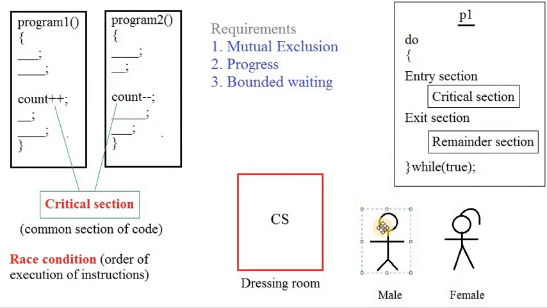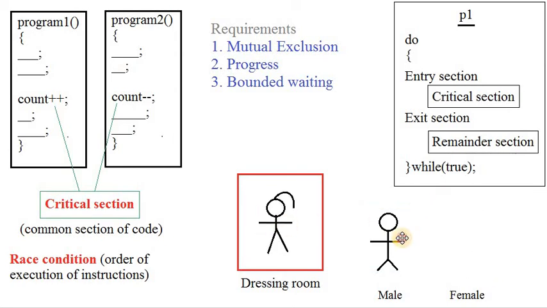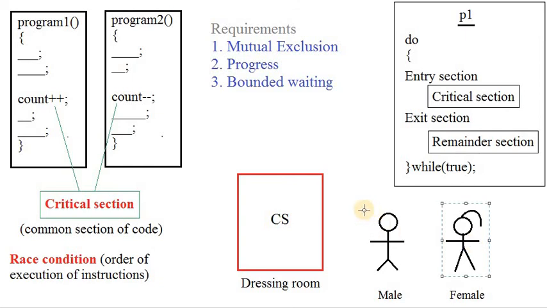Okay, let us see. Suppose a female and a male are there. Among these two persons, the female is going to use the same dressing room many times. The male is going to use it only a few times. Right? In this case, the female will be allowed into the dressing room many times rather than the male. Here, the female is going to use the same dressing room 5 times: first time, second time, third time, fourth time, fifth time. After those 5 times, the second person, the male, should have a chance to enter the critical section.